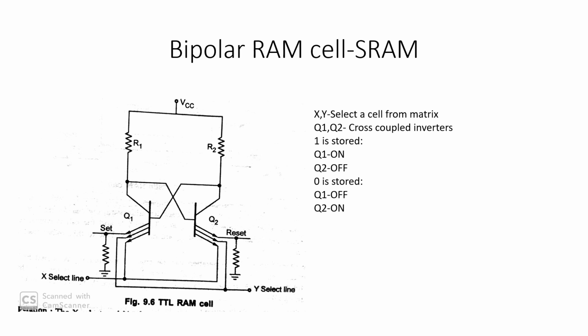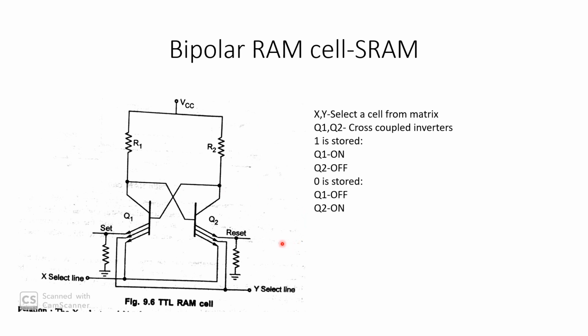So this is the bipolar RAM cell. In this diagram, X, Y are used to select the cells from the matrix. Here there are two transistors Q1, Q2, which are cross-coupled transistors. Through this diagram, we are going to learn how to store a 1 bit and a 0 bit in the static RAM cell. If 1 is stored, Q1 is on and Q2 is off. If 0 is stored, Q1 is off and Q2 is on.